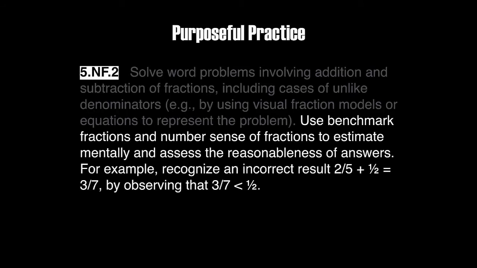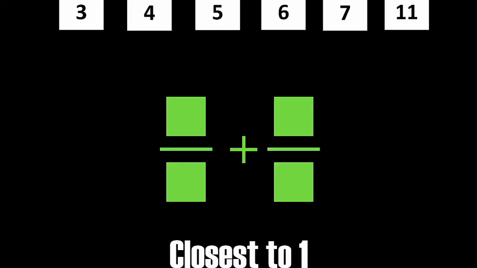Okay. As we begin to wrap up this standard, it's important to remember to always provide students an opportunity to purposefully practice the skills that they're working on. As students are estimating mentally to assess the reasonableness of their answer, there's a great task from the Rational Number Project. Here, students are given 6 number cards, and they're asked to create 2 fractions. And the objective of this task is to try and get as close to 1 as possible.